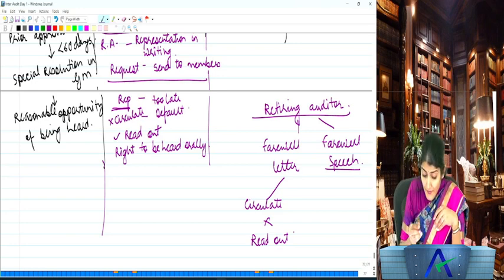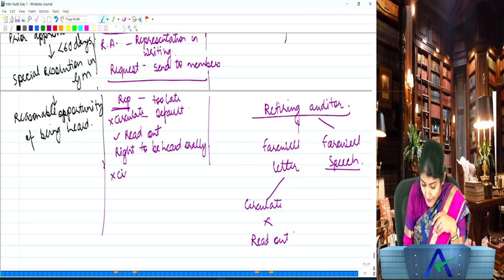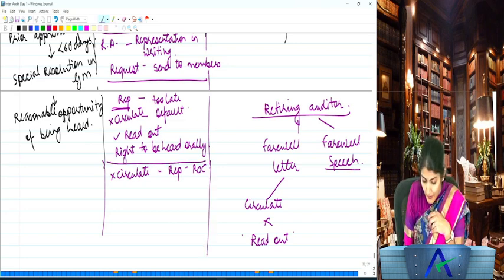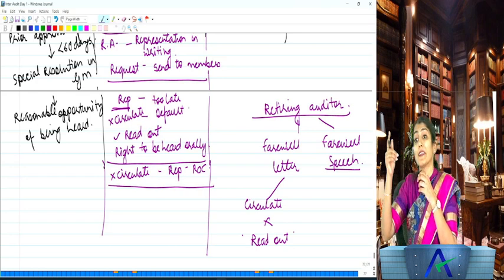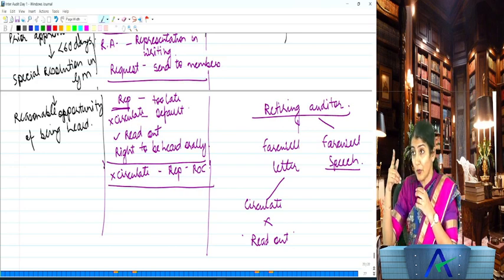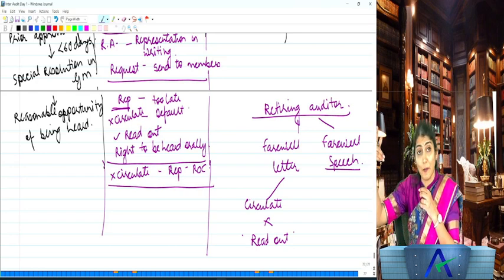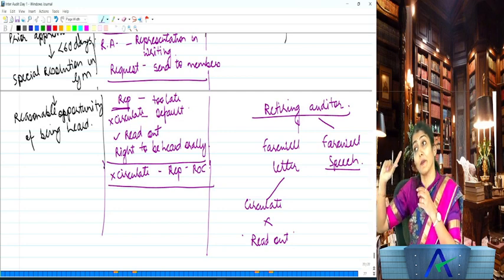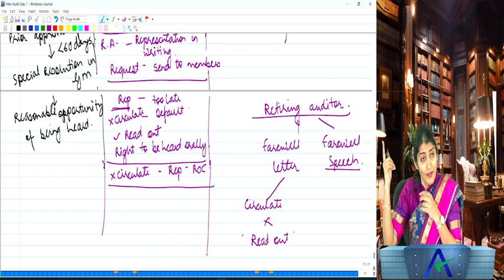Okay. Then what does it say? If it could not be circulated, then the representation will also be filed with the ROC. So if it could not be circulated, it would be read out at the meeting, and also a copy of it will be filed with the ROC. Are you understanding that over here?